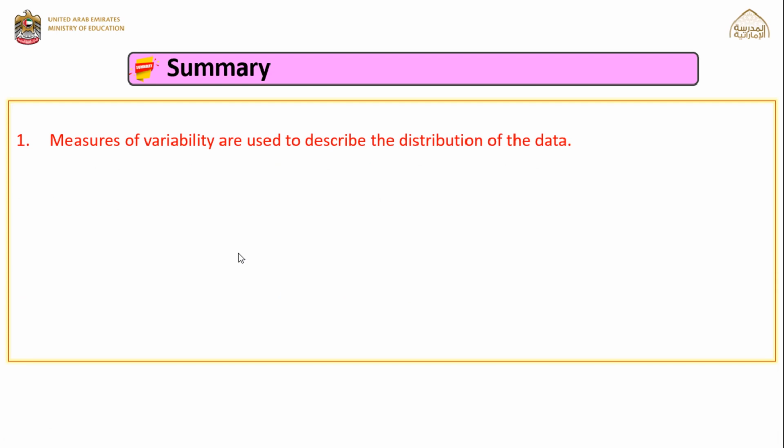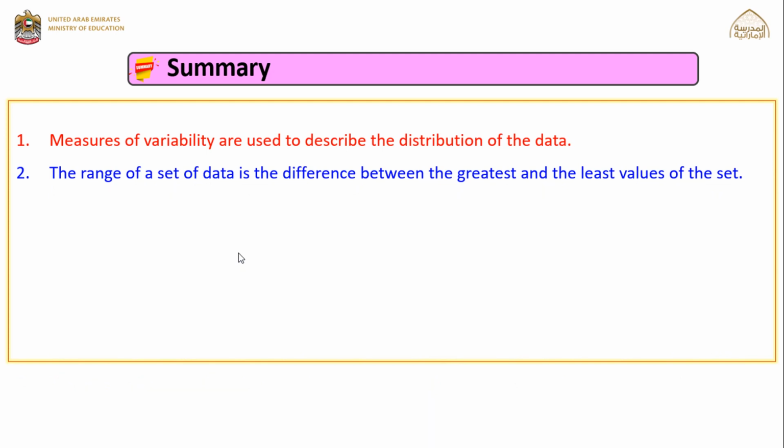We learned today that measures of variability are used to describe the distribution of the data. The range of a set of data is the difference between the greatest and the least values of the set. The quartiles are the values that divide the data into four equal parts.